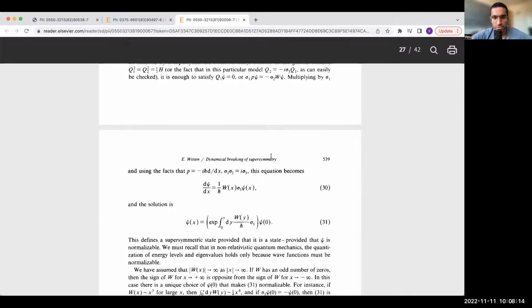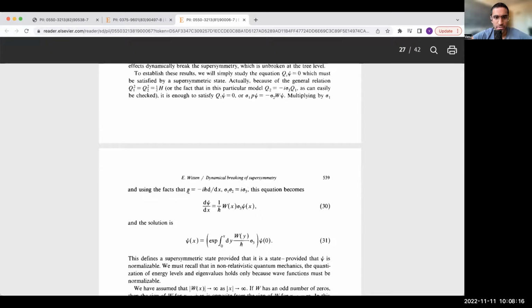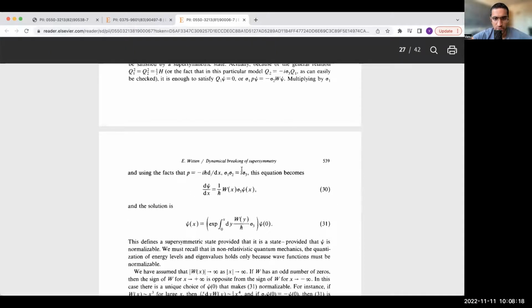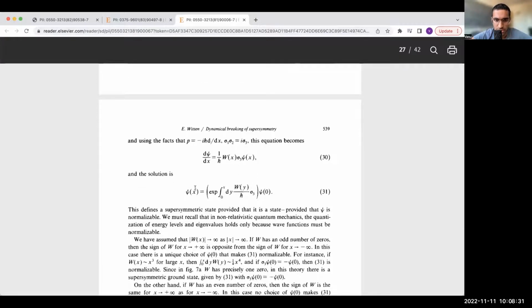And now, with some tricks, right, you multiply by sigma 1 and you use the SU(2) algebra of Pauli matrices, you find that dpsi/dx equals W times sigma 3 psi(x). And the solution is psi(x) is the exponential of the integral of W sigma 3 acting on psi(0). This is just the exponential of U in our notation, because we have U, which is given by the integral of W.